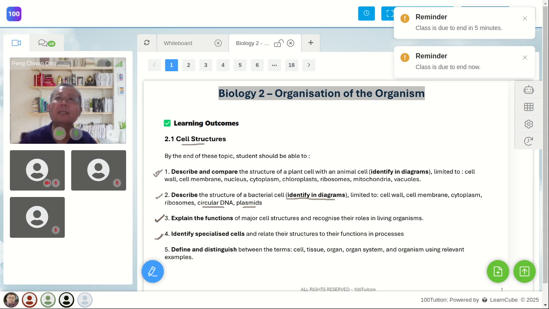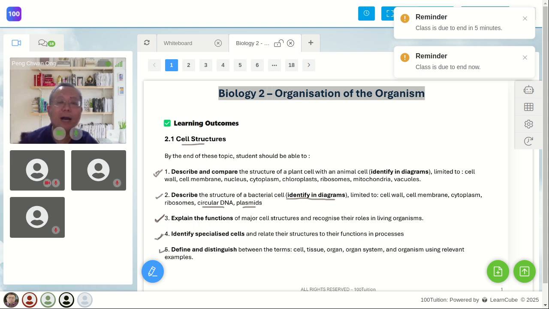I think all of these, not to worry, because in the later chapters you will come to learn them in greater detail, and you'll use them again. You'll be asked to identify them when you come to that specific chapter. For example, the palisade mesophyll cells, when you learn about transport in plants, you will be asked to identify them again in the plants. Also root hair cells in plants. So not to worry.